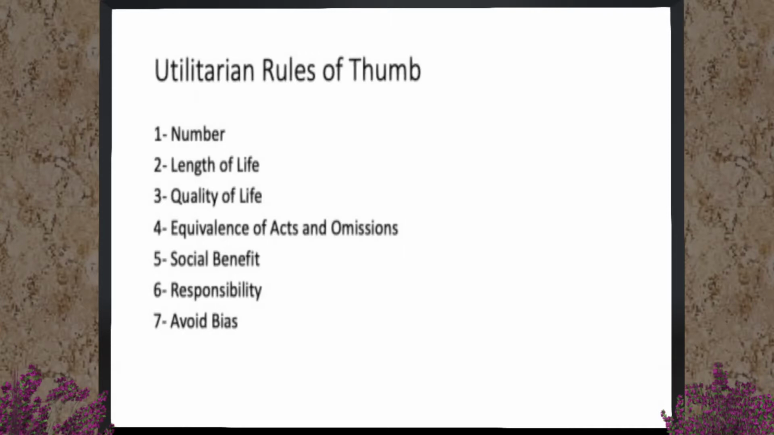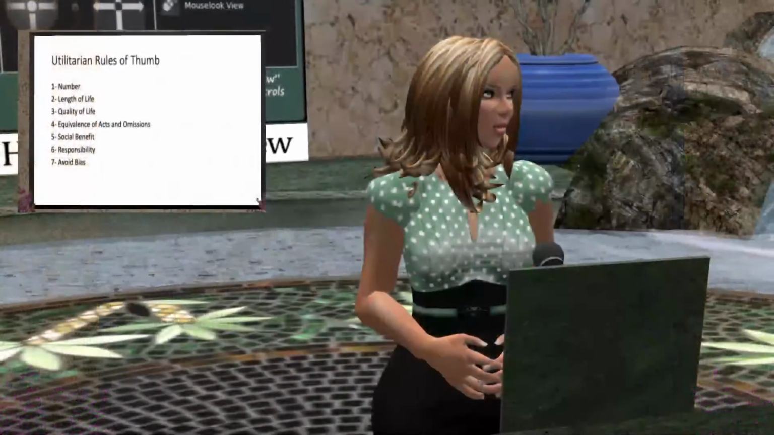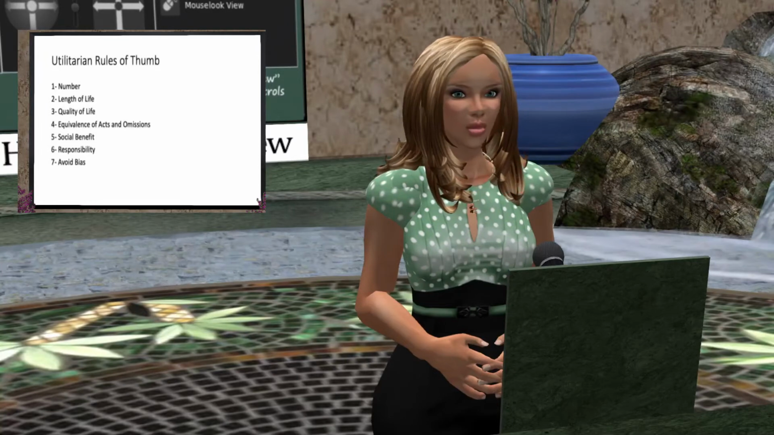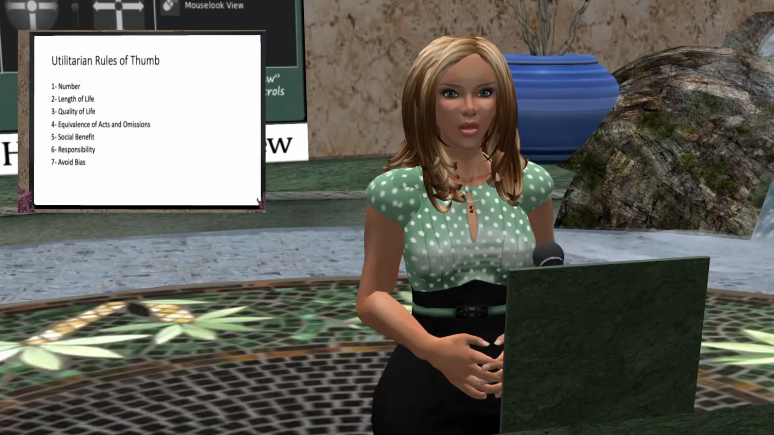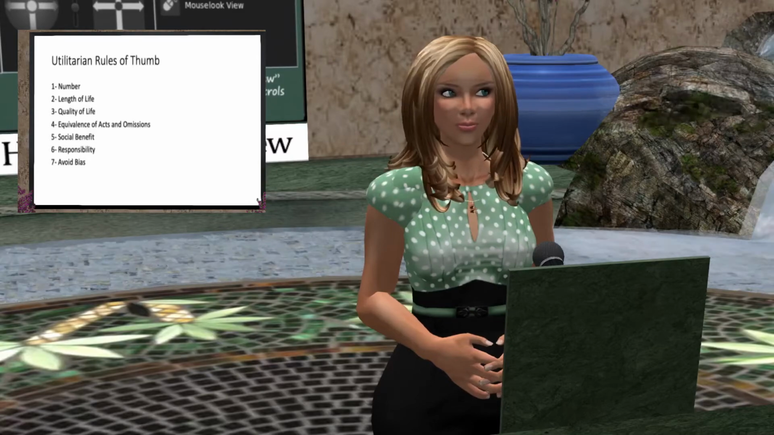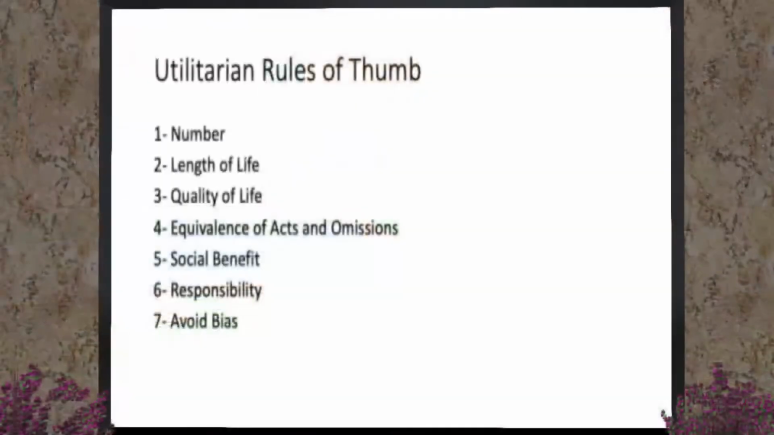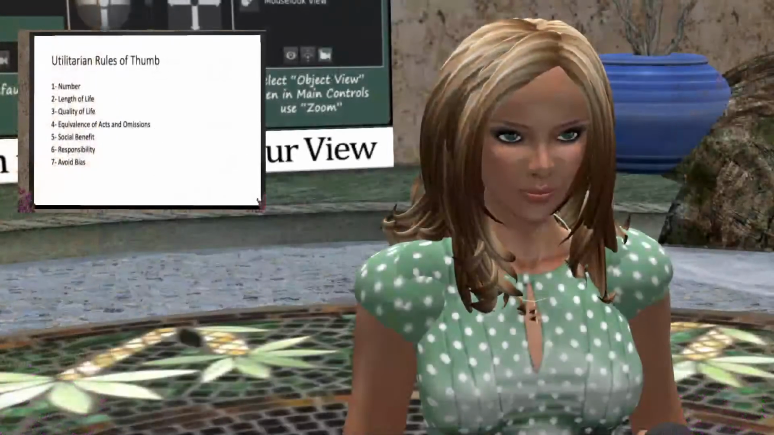The sixth rule of thumb is responsibility. As decision makers, what we want as an outcome is not relevant. Decision makers are responsible for what we could or should have foreseen, as well as for the actual outcomes. And the seventh and last one is to avoid bias. Emotions and beliefs have no place in problem solving. Decisions that we make have to be based on facts and evidence.